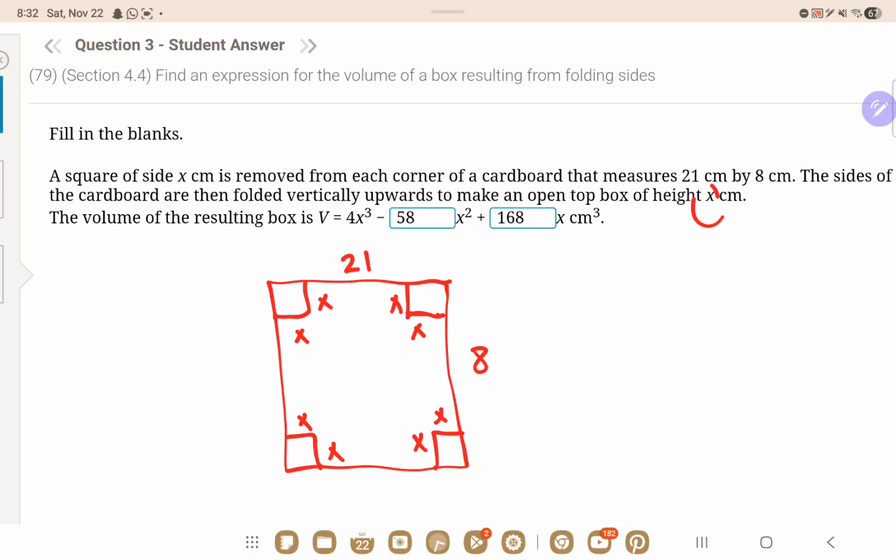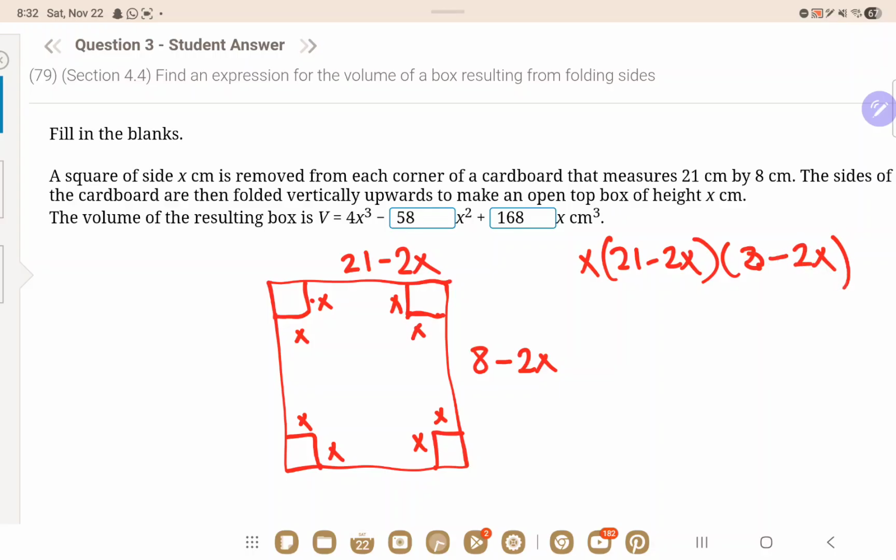Now, how do we find this? This is not 21 because you remove 2 x's from it, so it's 21 minus 2x. Same here, you remove 2 x's from it, so it's 8 minus 2x. Now, we need to multiply everything to find the volume, because I told you it's length times width times height. So it's x times 21 minus 2x times 8 minus 2x.